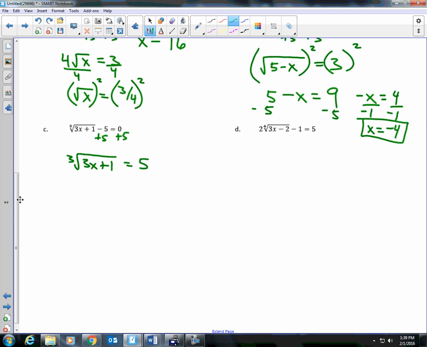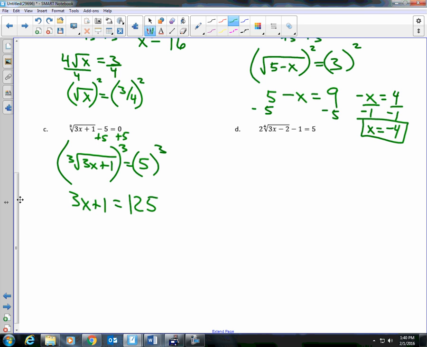Let's see. To get rid of a square root, I squared both sides. What do you think I do to get rid of a cubed root? I cube both sides. And so that will make this cubed root piece go away. Get a 3x plus 1. Yeah, 5 cubed is 5 times 5, which is 25. Then times 5 again is 125.